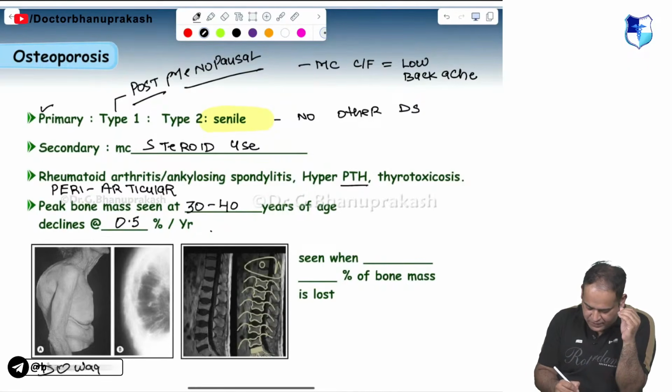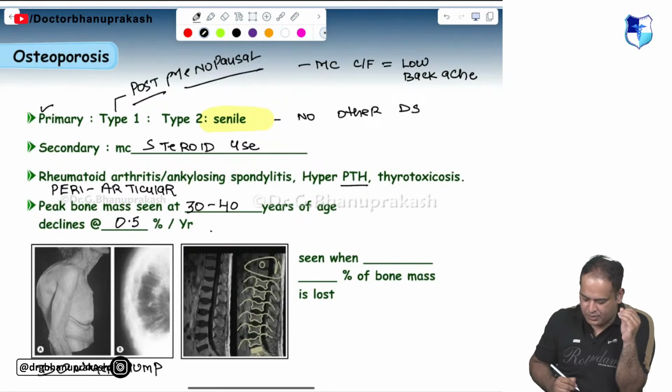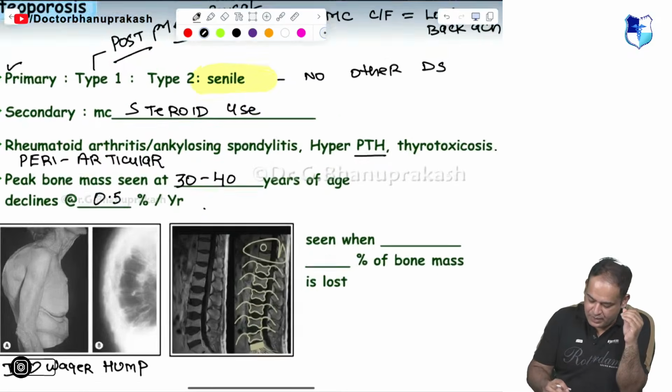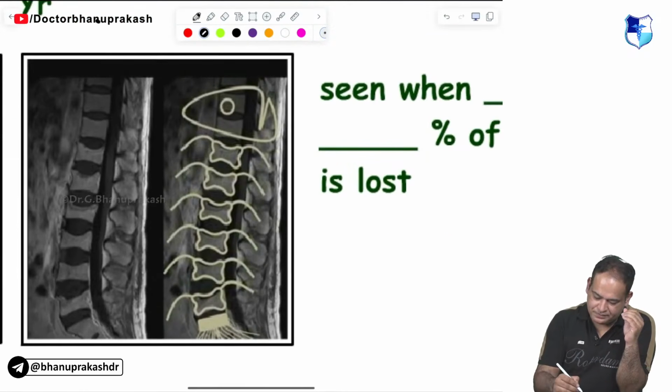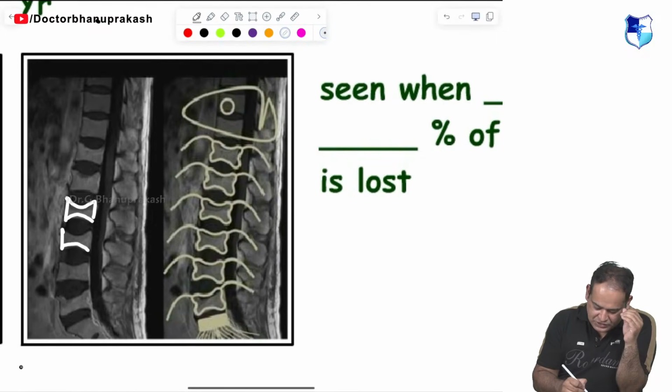Now here, what is this clinical feature? This clinical feature is called as Dowager's hump. Now, what is this? This is a typical X-ray finding.